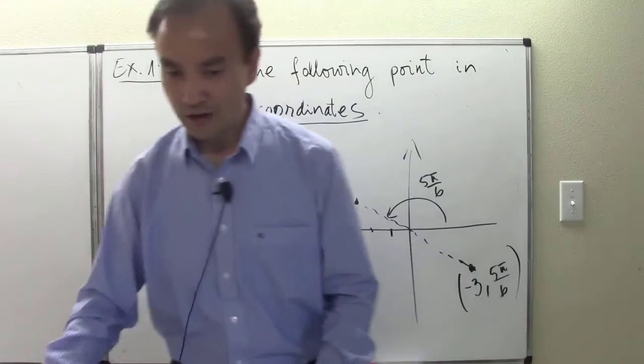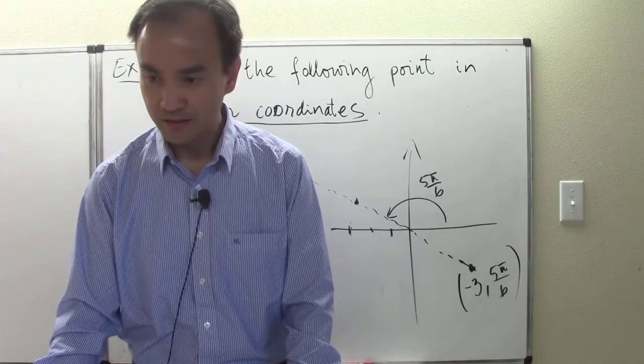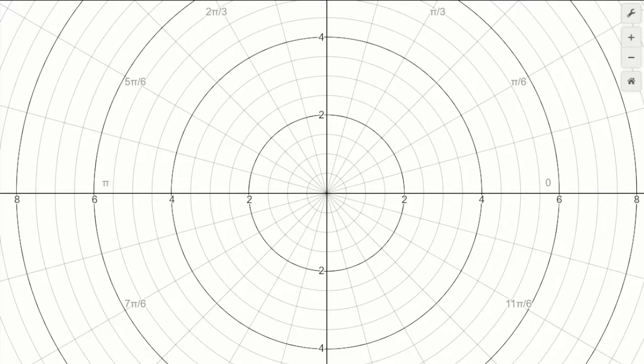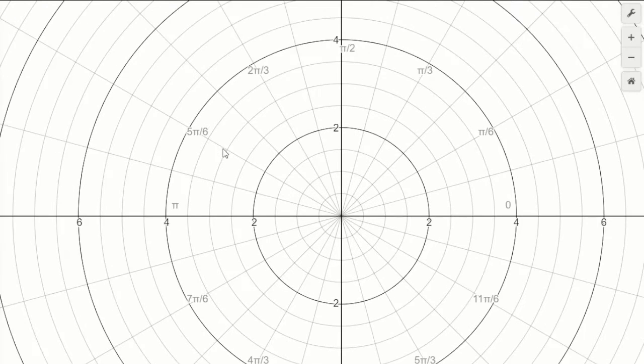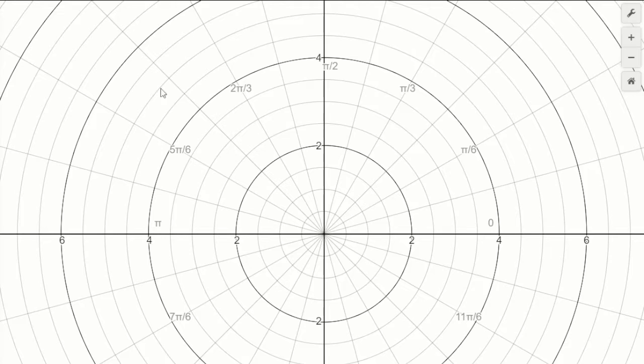So on decimals, let's switch over to decimals here. Again, we're going to look for 5π/6, which is right here, and decimal has a much better precision for us. So right here is 5π/6. All right, so here's the point.